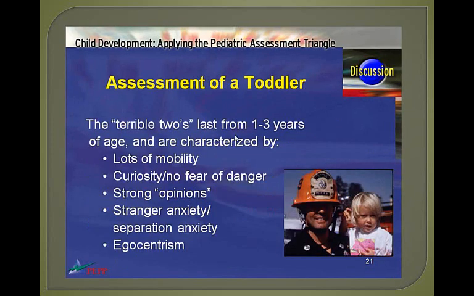Assessment of a toddler. The terrible twos last from 1 to 3 years of age and are characterized by lots of mobility. They are on the run. Curiosity. They have absolutely no fear of danger. They have very strong opinions. They have stranger anxiety and separation anxiety and egocentrism, meaning they cannot see others' point of view. They only see their own point of view.